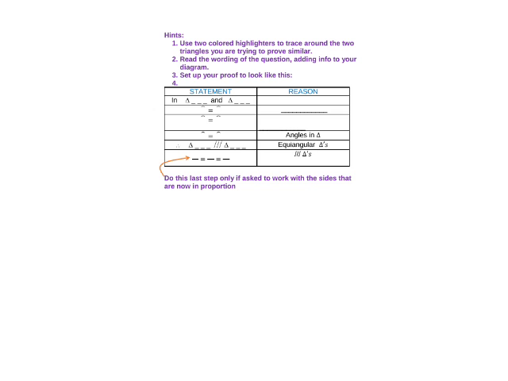Okay, then the hints, and this is where I'm going to talk about something that they're using over here, the angles in the triangle. So usually this is how it's going to work. Use colored highlighters to trace around the 2 triangles that you're trying to prove. Read the wording of the question and add info to your diagram like I did. And then set up your proof to look like this. The statement in triangle this and that in corresponding order. Angle this is equal to angle that. Angle this is equal to angle that. And angle this is equal to that.